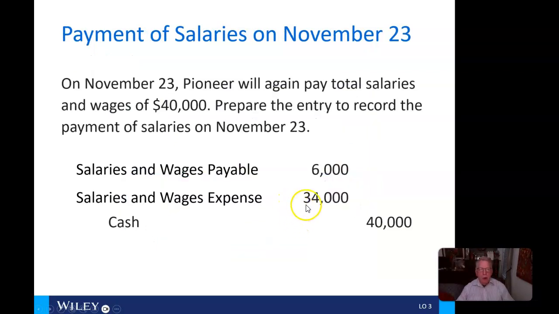So now in November, we're going to do the same thing again, but we're going to pay the $40,000 in cash here. But part of that was due to October, $6,000. So we'll zero out the salaries and wages payable of $6,000. We'll have additional salaries and wages expense in November and a total cash payment of $40,000. Okay.